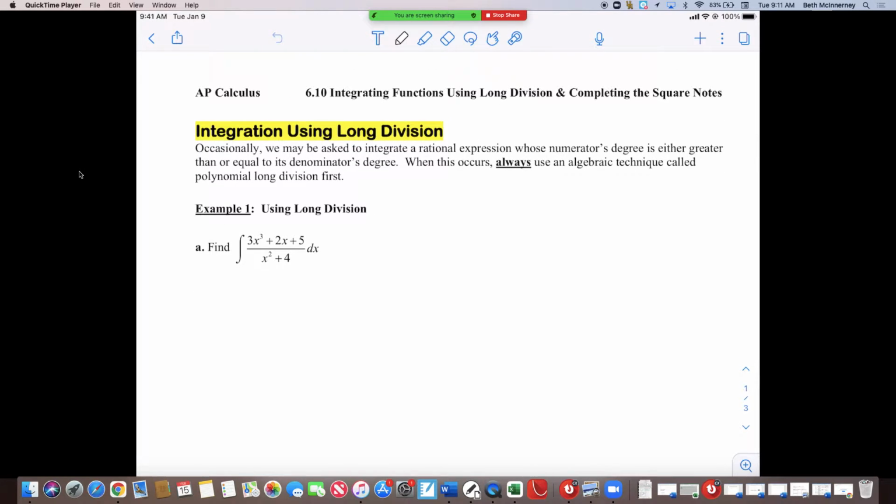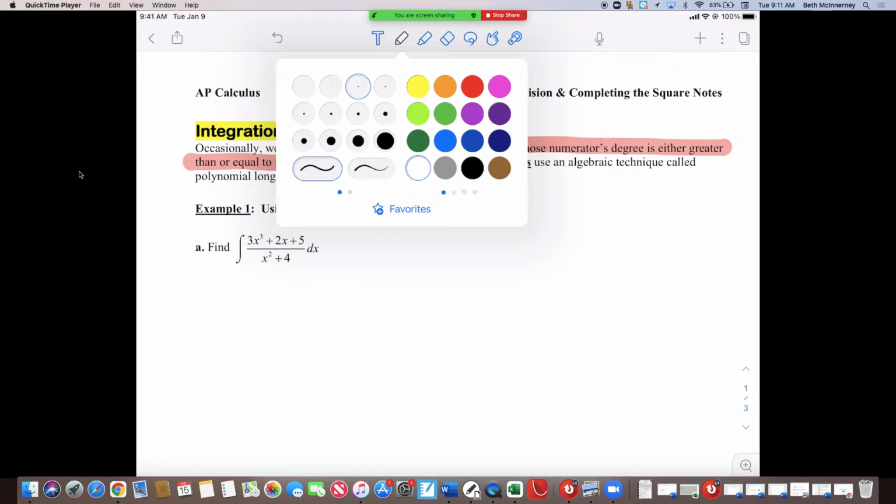It really does help. Okay, so integration using long division. Occasionally, we might be asked to integrate a rational expression whose numerator's degree is either greater than or equal to its denominator's degree. So go ahead and use your highlighter. Whenever the degree of the numerator is equal to or greater than the denominator's degree, we can use the technique of long division.